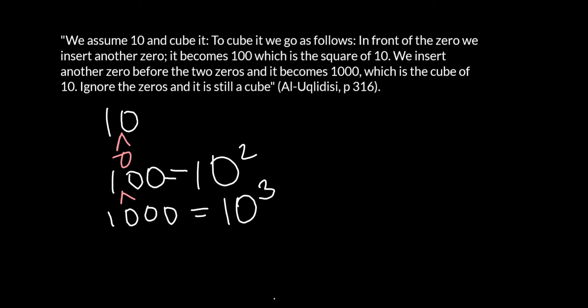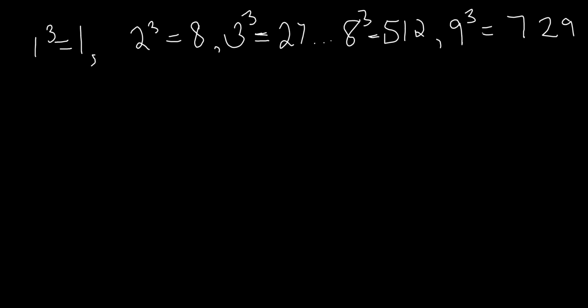If you ignore all the zeros, you're still left with the cube, which is actually one of the 9 cubes that Al-Uqlidisi advises that we memorize in order to perform other operations, such as finding the cube of any tens. This applies to all cubes of tens. Let's consider all the units of cubes from 1 to 9 that Al-Uqlidisi suggests that we memorize. Let's look at 9 cubed, which we know is 729.